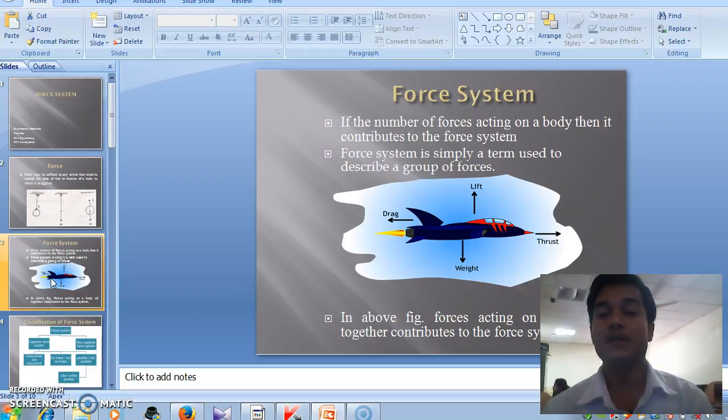If we consider a figure of an aeroplane flying in the air, we can see that a number of forces are acting on this body. The first one is lift, and the second one is the weight of the body that tends to take it downward, while thrust keeps it moving ahead, and drag is the force acting in the backward direction of this aeroplane. So this figure represents the various forces acting on a single body, and it can be called a force system.